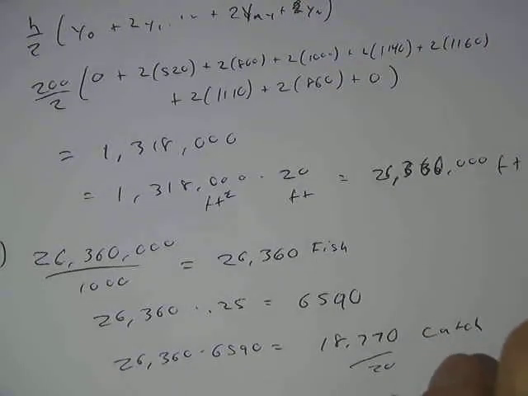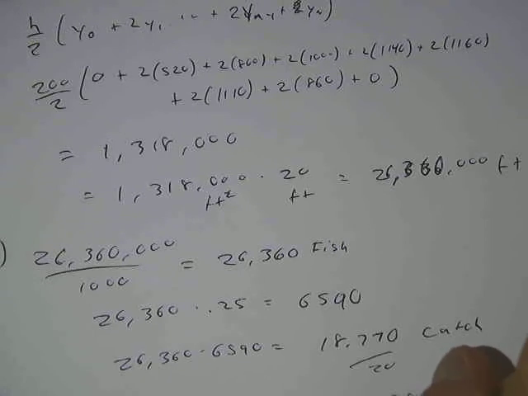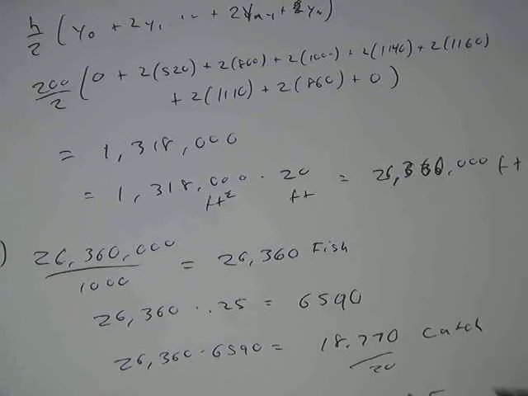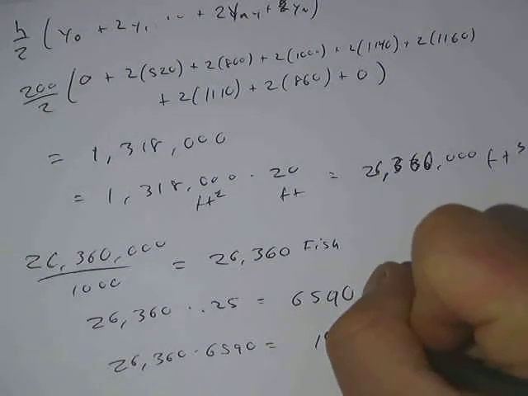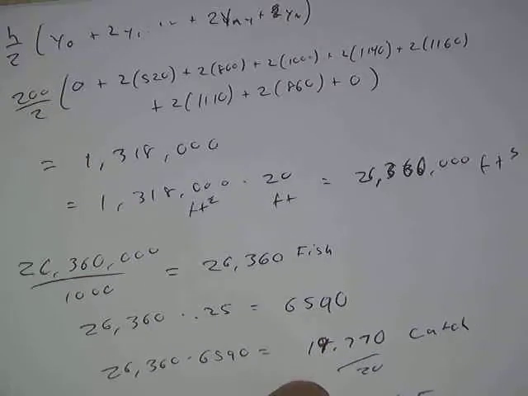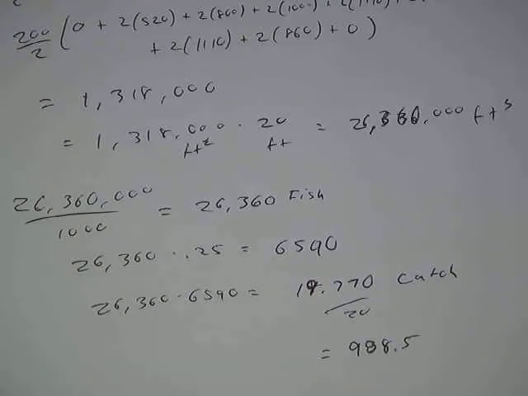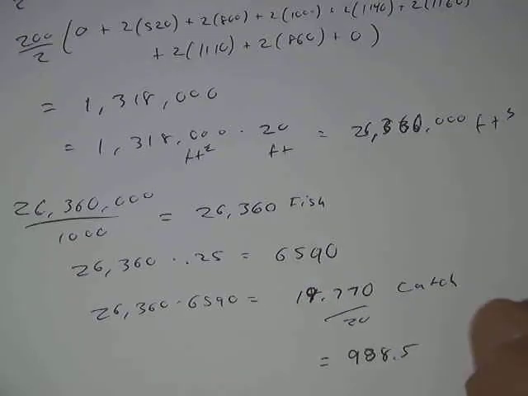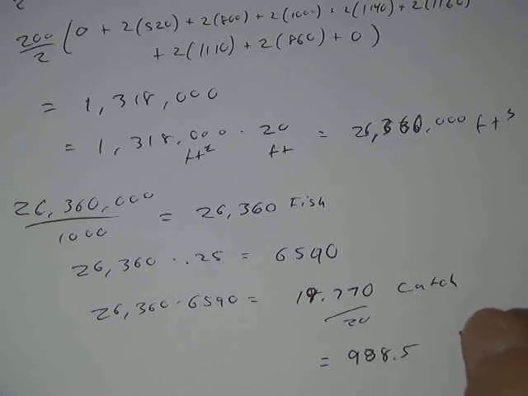Should be 988. Supposed to be 19,770 is what this is supposed to be, sorry. So 19,770 divided by 20, so it should be 988.5. Alright, so bottom line here though, keep in mind that we want to have at least 25% left.